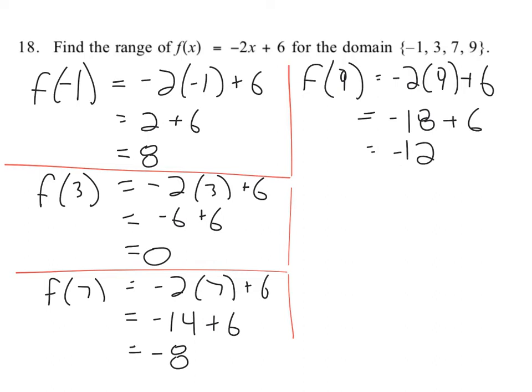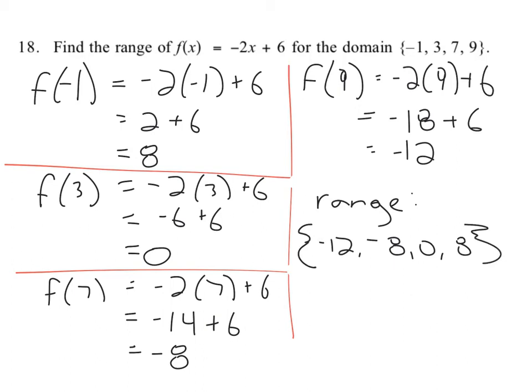So we have, as the range, we have the range. What are all the numbers that were produced? We had negative 12, negative 8, 0, and 8.